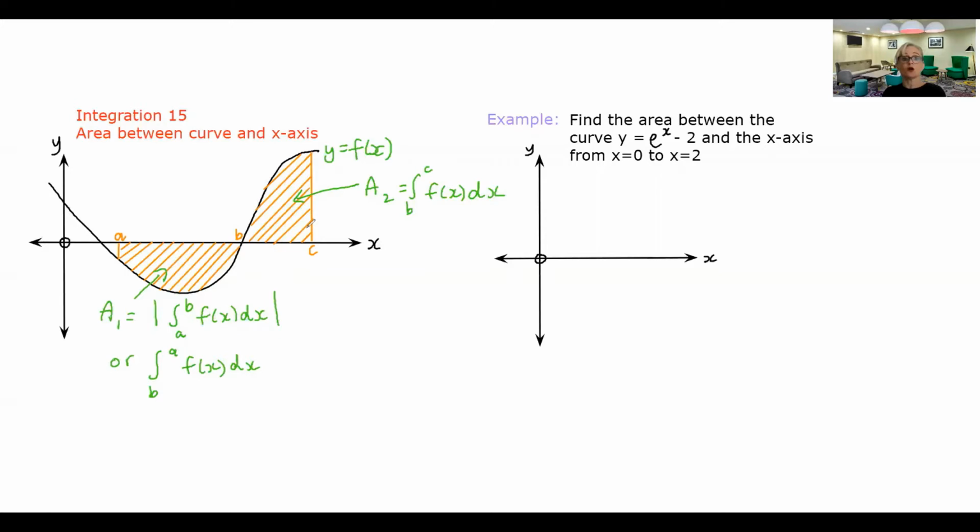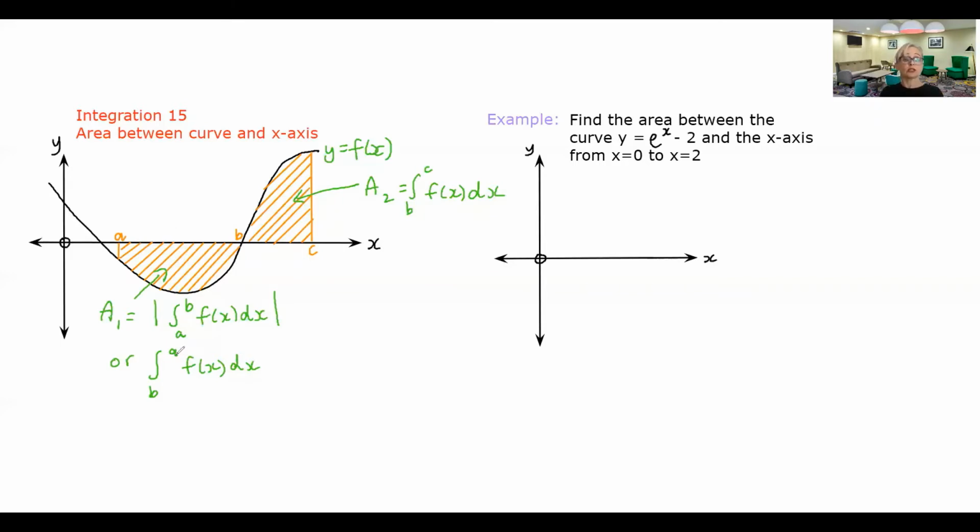What we need to know is, where does it cross the x-axis? Does it cross the x-axis between those two values, a and c? In this case, it does. Any bits that are below the x-axis will come out as a negative when you're doing your definite integral. So what you'll need to do is put absolute value around that, to turn it into a positive value, because obviously we're talking about area, so it can't be negative.